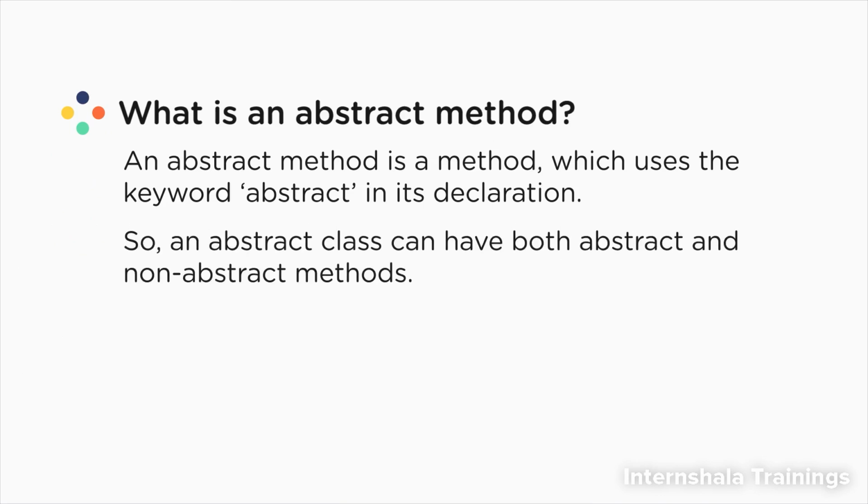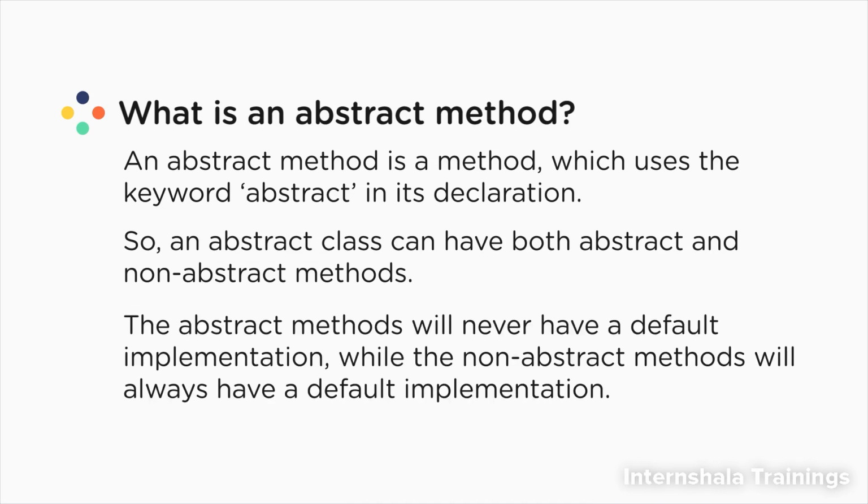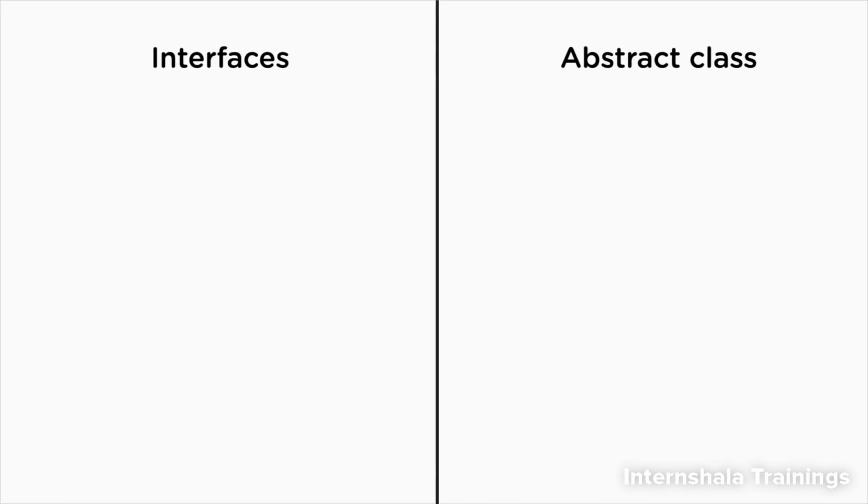So, an abstract class can have both abstract and non-abstract methods. The abstract methods will never have a default implementation, while the non-abstract methods will always have a default implementation. An abstract class is pretty similar to an interface. Let's look at some differences between the two.